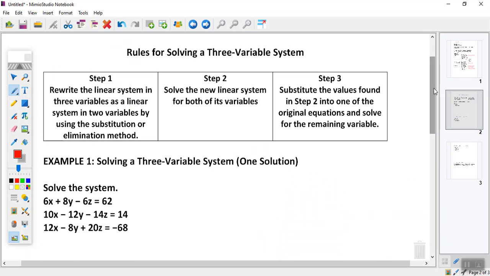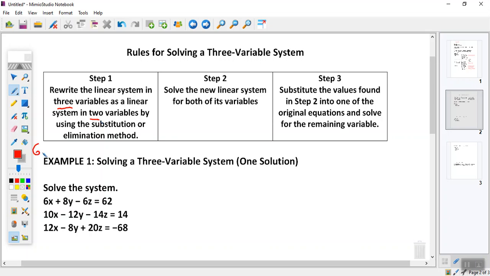I've got some rules up here for solving a three variable system. Anybody want to volunteer to read step 1 for me? Go ahead, Amy. Rewrite the linear system in three variables as a linear system in two variables by using the substitution or elimination method. So we're trying to start by going from three variables down to what, kids? 2, okay? So what step 1 is saying, and I'm going to write this in a way that I think makes better sense.